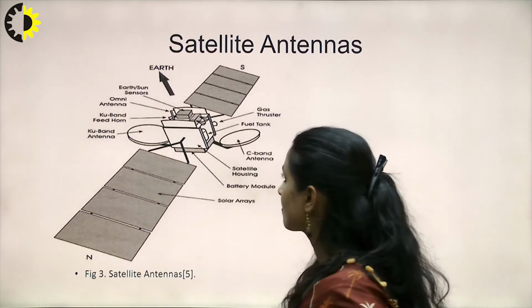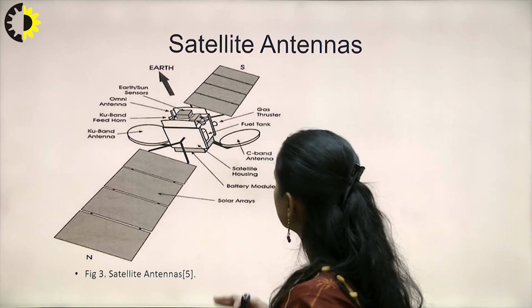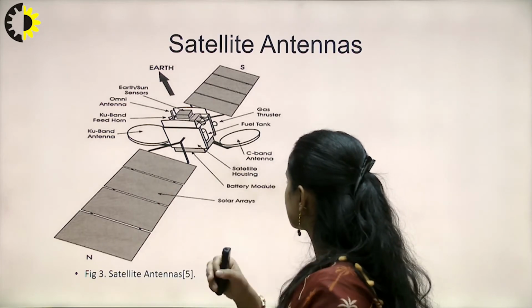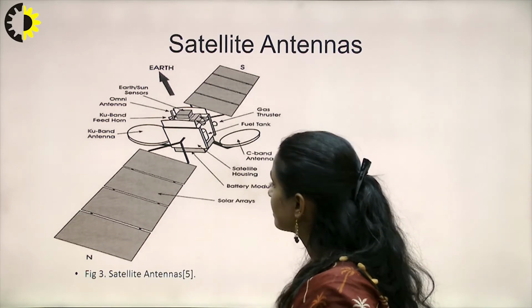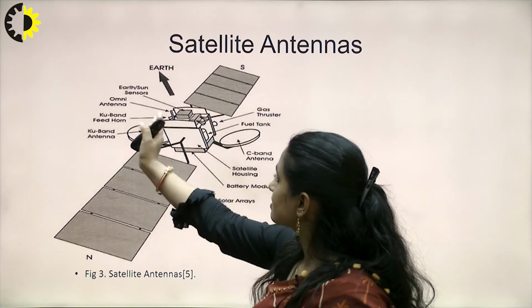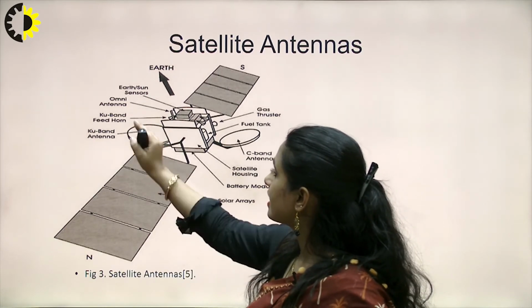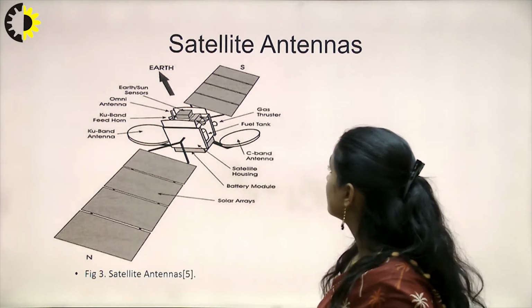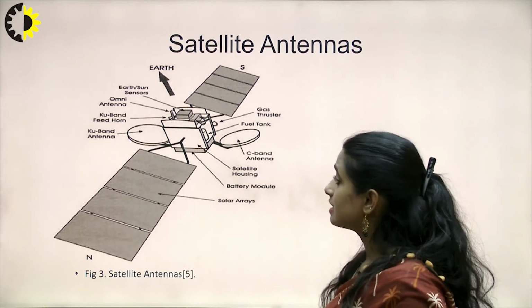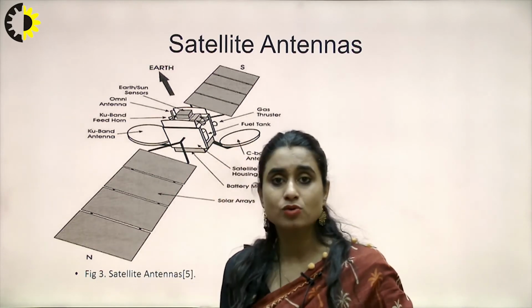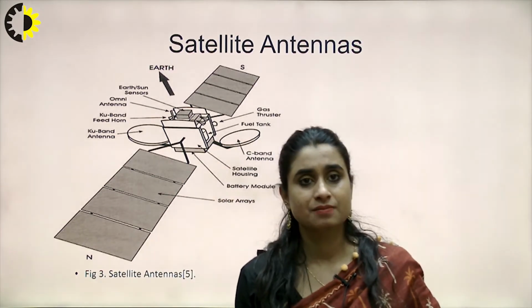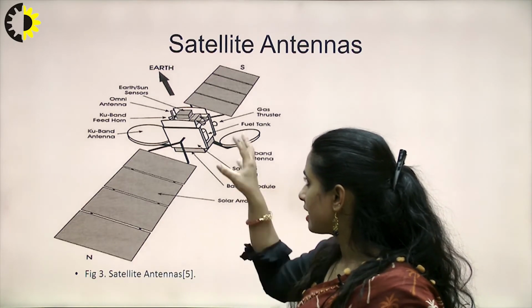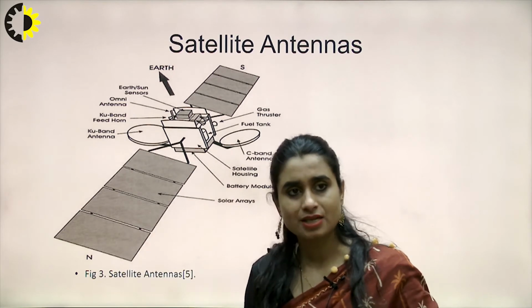If we see, this picture shows how the antennas are mounted and how they look. This represents the solar arrays, right? We can see here it is equipped with an omnidirectional antenna, a Ku band feed horn antenna, a Ku band antenna, and a C band antenna. We have different antennas mounted for different frequencies, right? So in this picture we have tried to show a satellite equipped with different antennas.